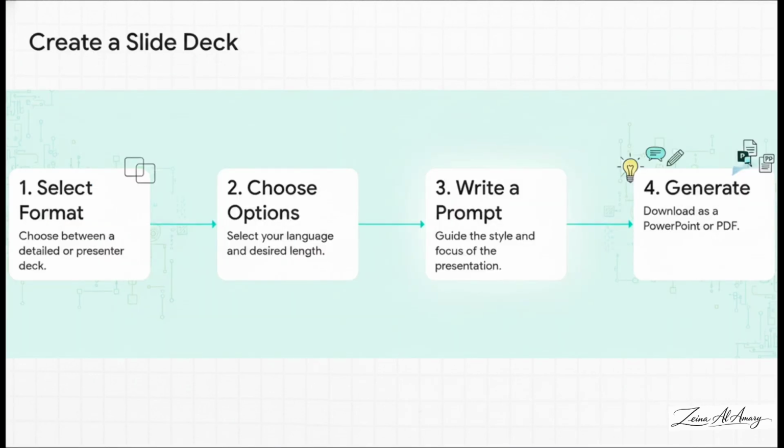For instance, let's say you want to make a slide deck. It's just 4 easy steps. First, you pick a format. Do you want something detailed for students to read or clean slides for you to present with? Second, pick your language and how long you want it. Third, you write a quick prompt to set the tone, like, make this for 10th graders and keep it fun. And last, just hit generate and download.